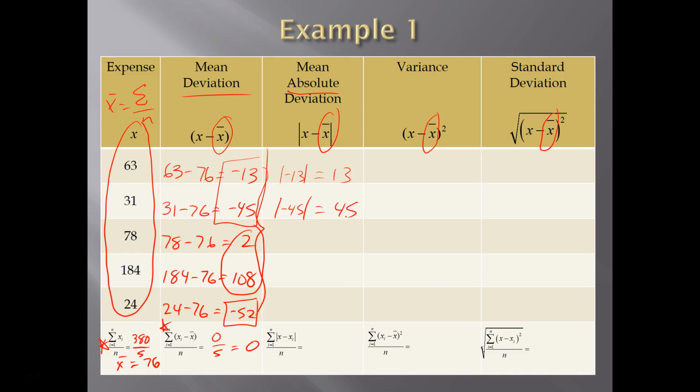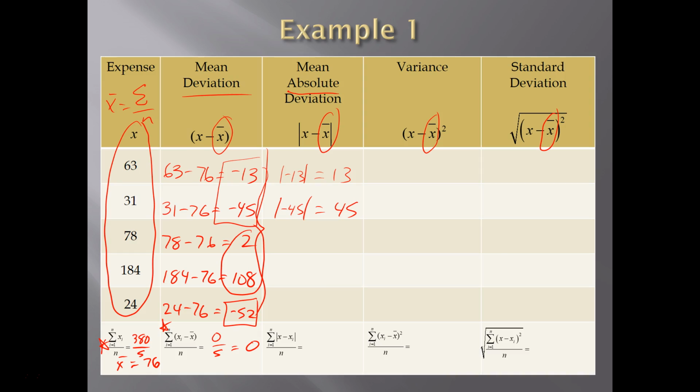Now please be careful. Once you've done a couple of these, people seem to think that absolute value means change the sign, and that's not true. Absolute value does not always mean to change the sign. What it does mean is that the absolute value is a distance and therefore must always be positive. So our first two were negative, negative 13 and negative 45, so the absolute value of those had to turn out positive.